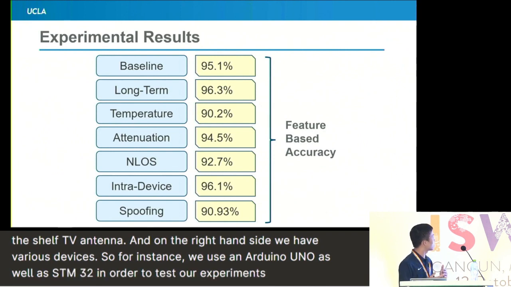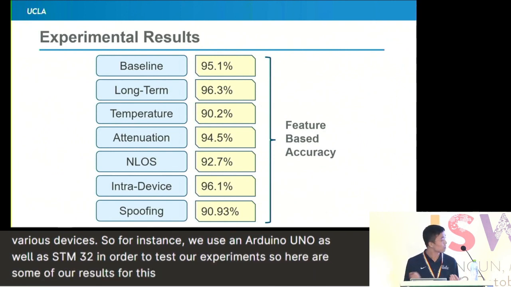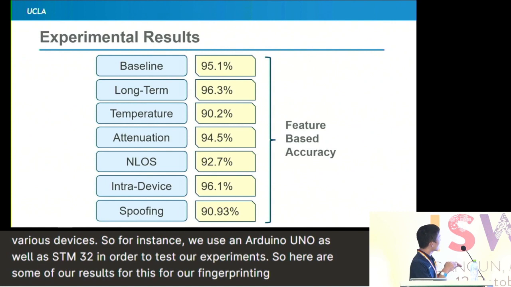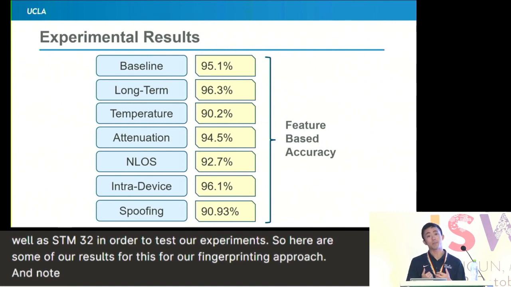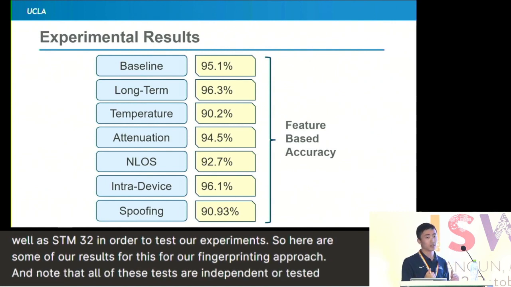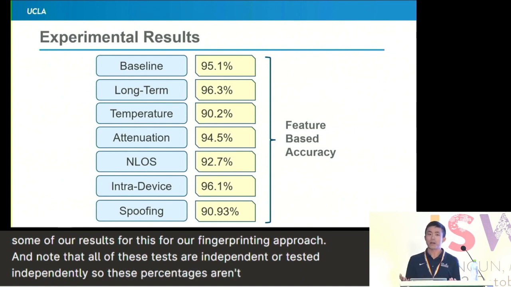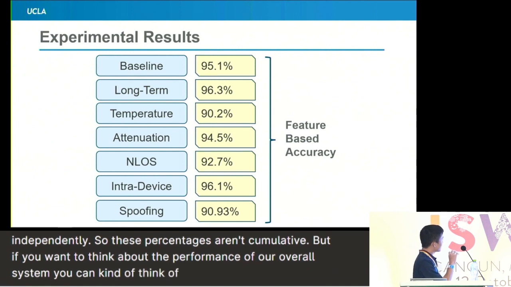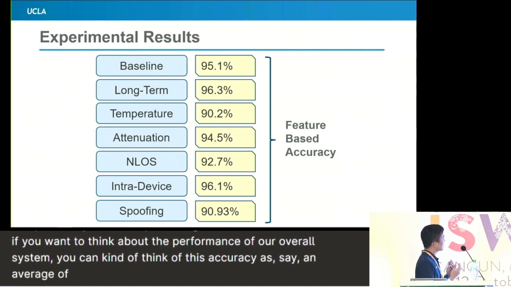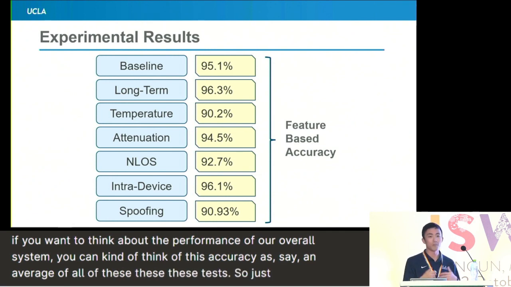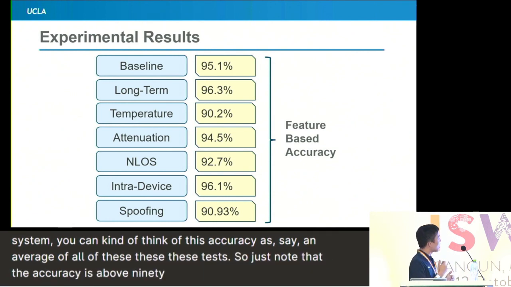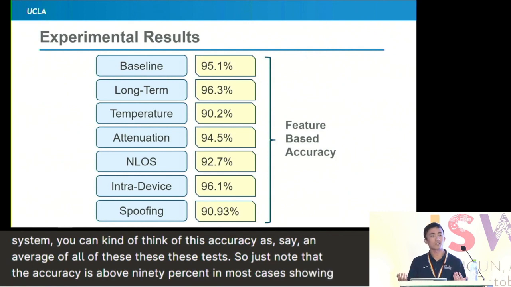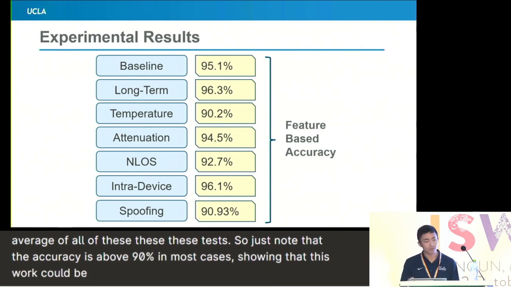So here are some of our results for our fingerprinting approach. Note that all these tests are tested independently, so these percentages aren't cumulative. But if you want to think about the performance of our overall system, you can think of this accuracy as, say, an average of all these tests. So just note that the accuracy is above 90% in most cases, showing that this work could be generalizable to a wide variety of IoT scenarios.